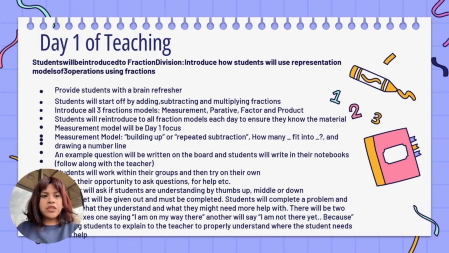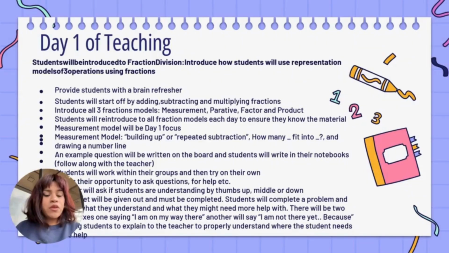So, day one of teaching, students will be introduced to fraction division. We will introduce how students will use representation models of three operations using fractions. We will provide students with a brain refresher on adding, subtracting, and multiplying fractions. This is just to get students used to the new material we are about to teach them. So we will introduce all three fraction models, which will be measurement, partitive, and factor and product model. This is just so they know what they have ahead of them for the next 3 days.